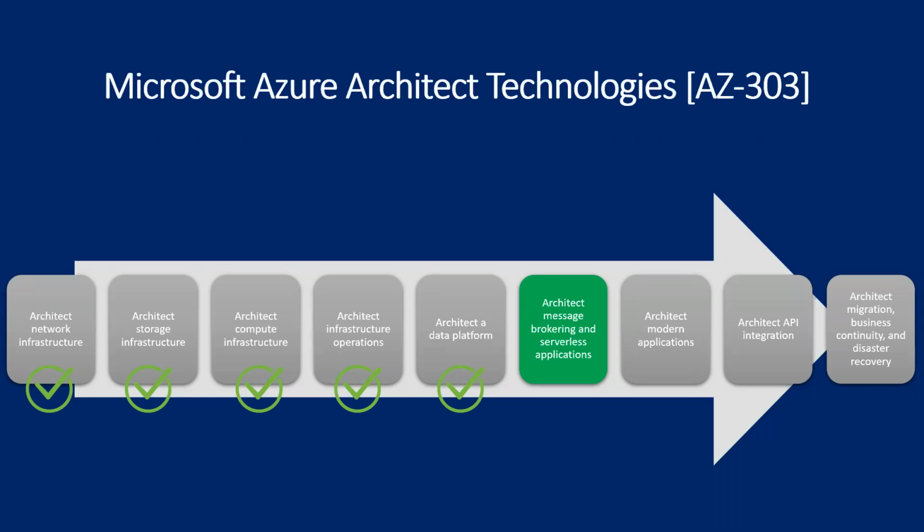As I mentioned last week, we are going to pick up a new topic this week. I think we already completed 5 major areas of Azure Architect. The AZ303 exam requires nearly 9 different topics. 5 major topics we already completed. As you can see here: network infrastructure, storage, compute, and infrastructure operations.